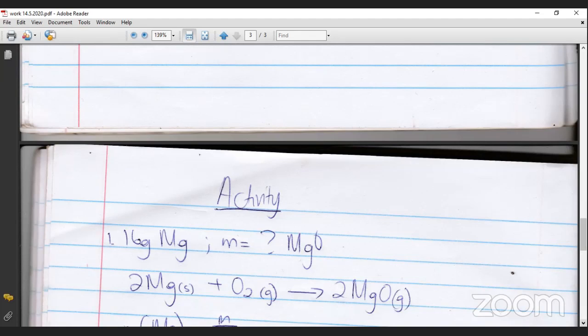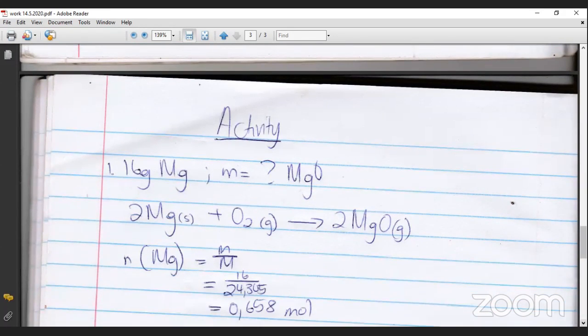Remember, it didn't have these 2's. These 2's were not there. This 2 was not there. They just gave us MgO, and they also gave us just Mg. So first things first, we have to balance the equation. This is always your first step. Do not forget that.